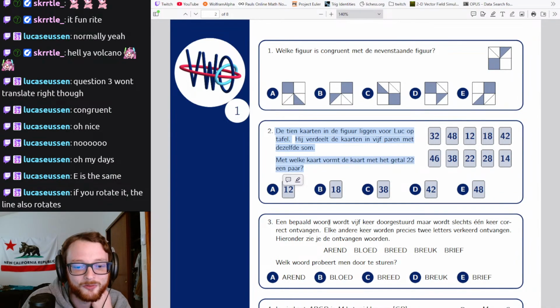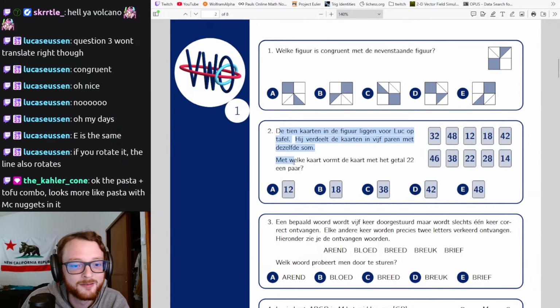The 10 cards in the figure are for luck on table. He divides the cards into 5 pairs with the same sum. With which card does the card with the number 22 form a couple? Oh god. Let me just get this separately into a Google Translate window so you guys can all see it too.